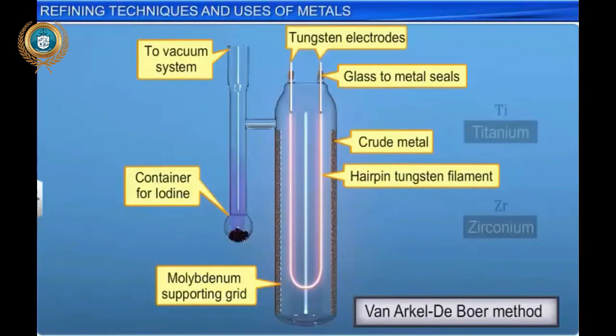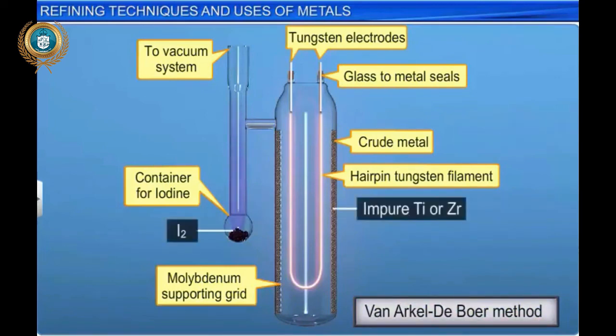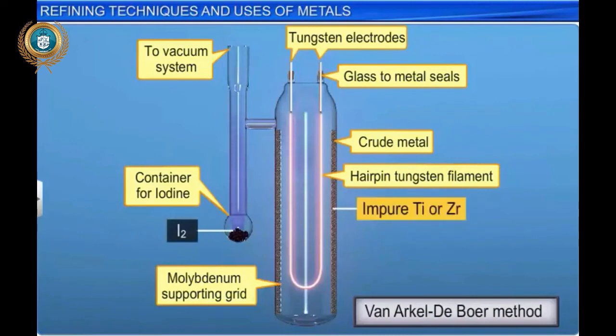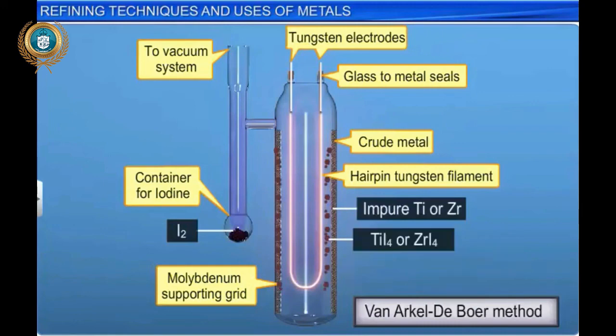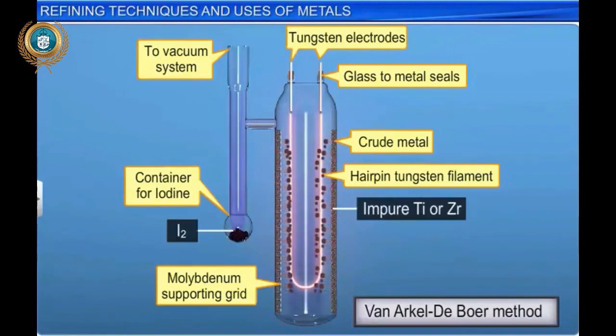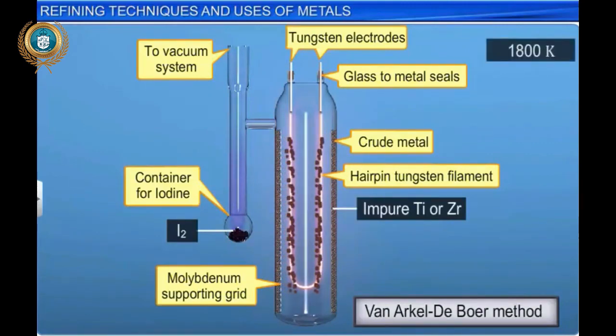Another example of vapor phase refining is the Van Arkel de Boer method for the purification of titanium and zirconium. In this method, titanium or zirconium, which contain oxygen and nitrogen as impurities, are heated in an evacuated vessel with iodine to form the volatile titanium tetraiodide or zirconium tetraiodide. The metal iodide is then decomposed on a white-hot tungsten filament at 1800 Kelvin to give the pure metal.